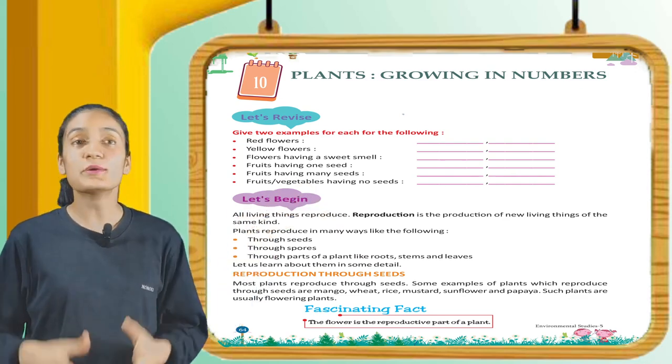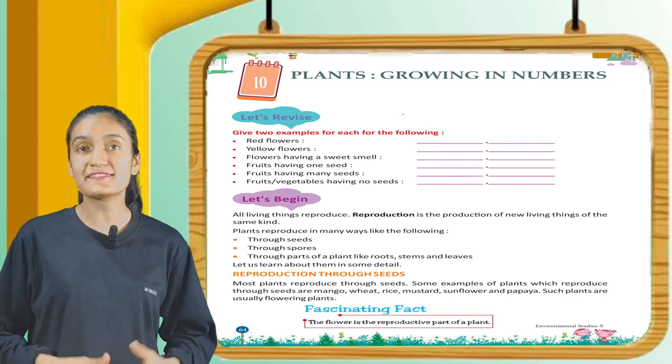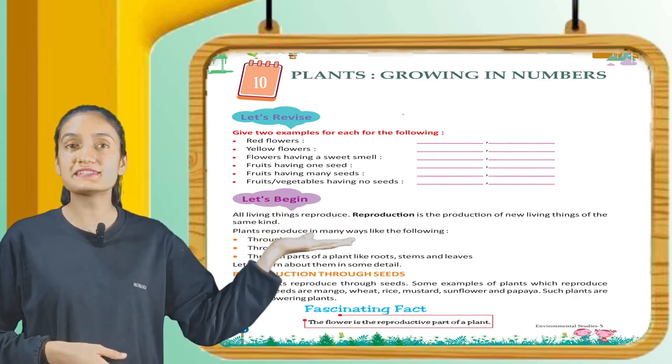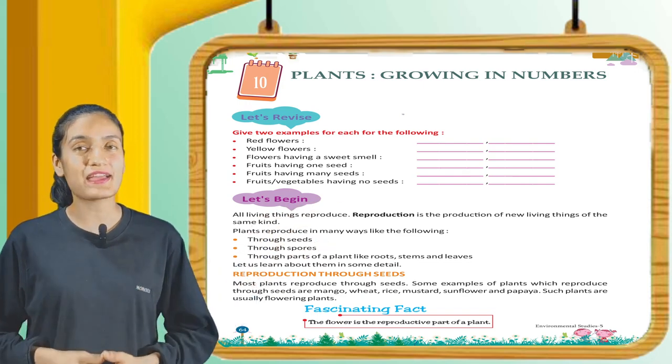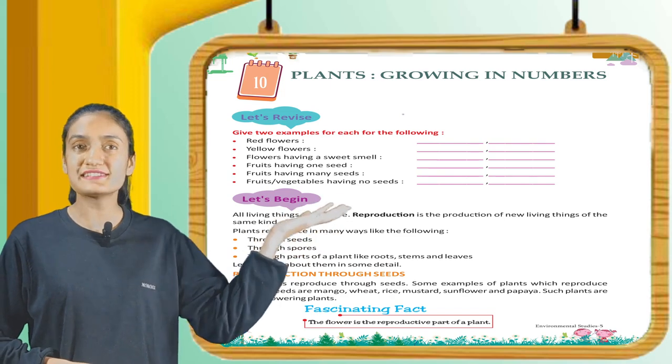Reproduction through seeds. Most plants reproduce through seeds. Some examples of plants which reproduce through seeds are mango, wheat, rice, mustard, sunflower and papaya. Such plants are usually flowering plants. Let's see the fascinating fact.